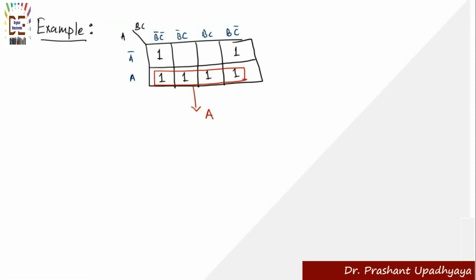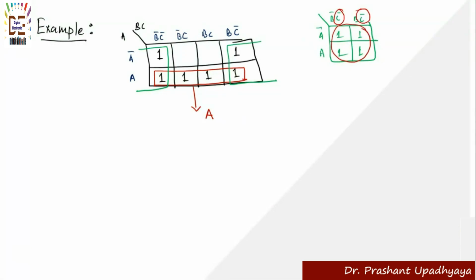Is another pairing of 4 possible? Yes, you can see again we have this 4 is possible. If I draw this one in green, just for the sake of understanding, you can see this will be B bar C bar, B C bar, with 1 1 1 1 here, A bar A. Is there anything common in this 4 pairing? We have got a C bar common.